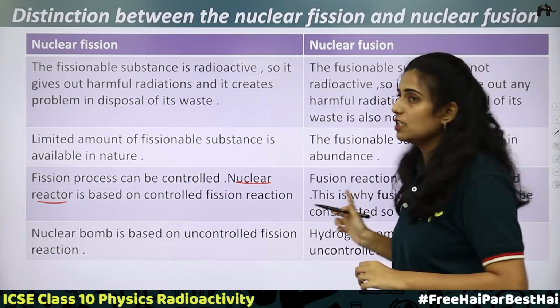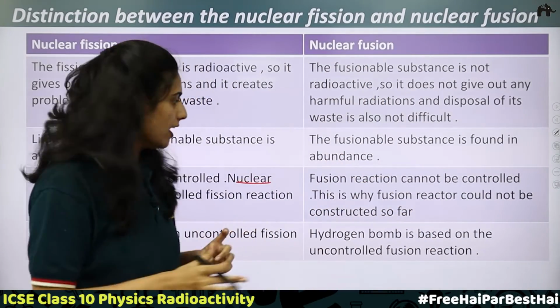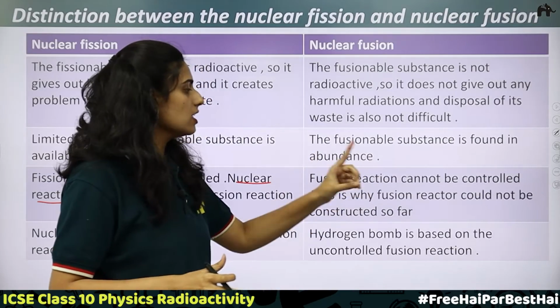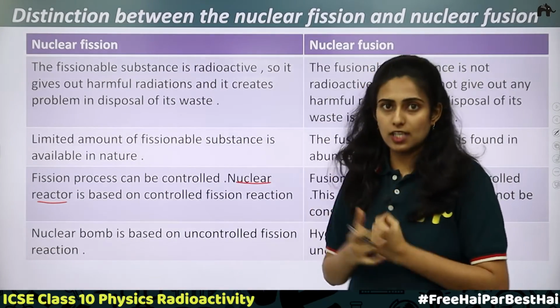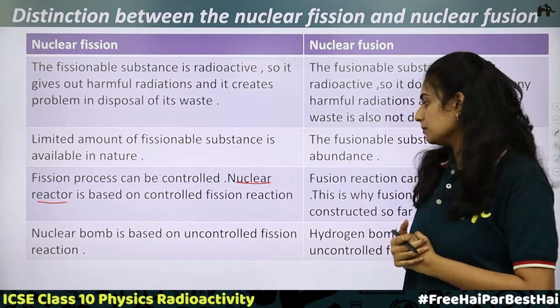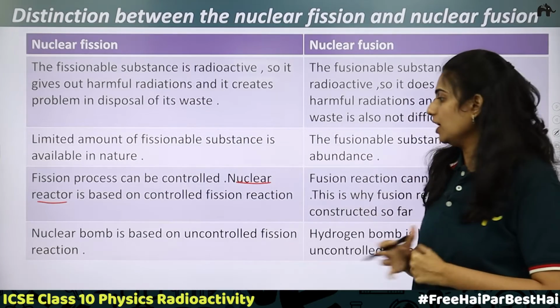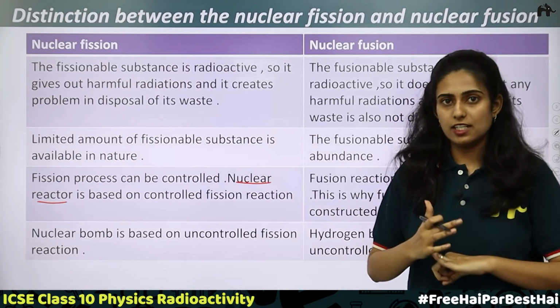What about a fusion reaction? We cannot control it. Fusion reaction cannot be controlled. This is why fusion reactors could not be constructed. If it is possible to control a fusion reaction, then fusion reactors can also be constructed.